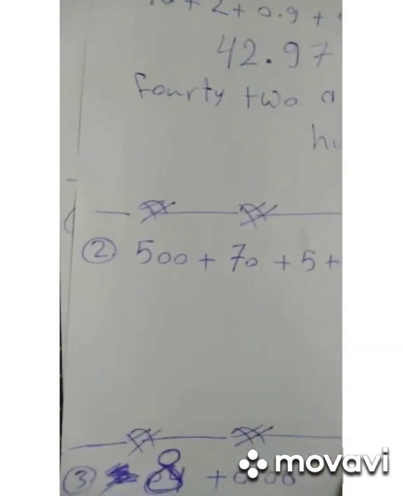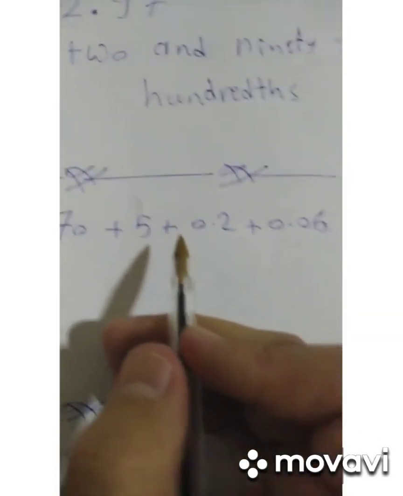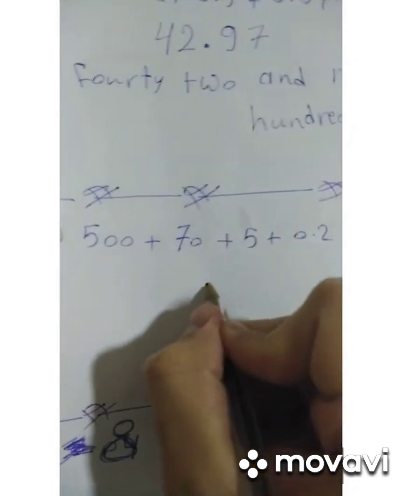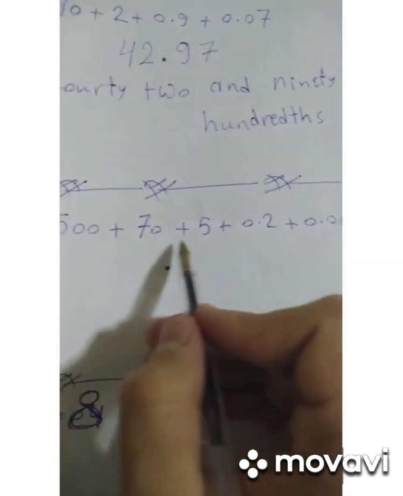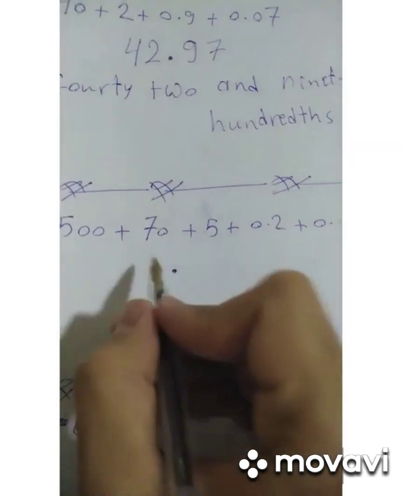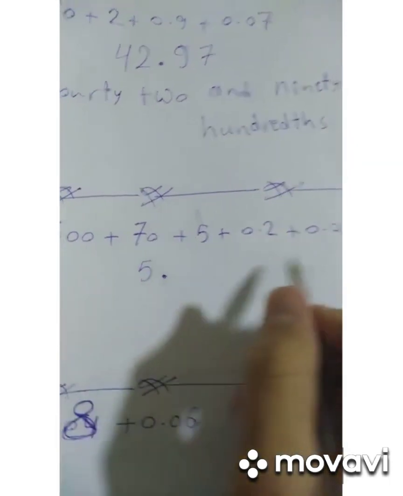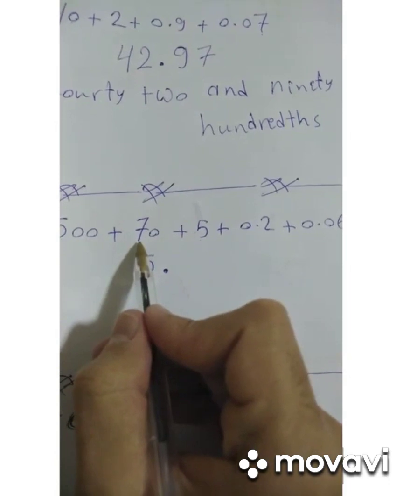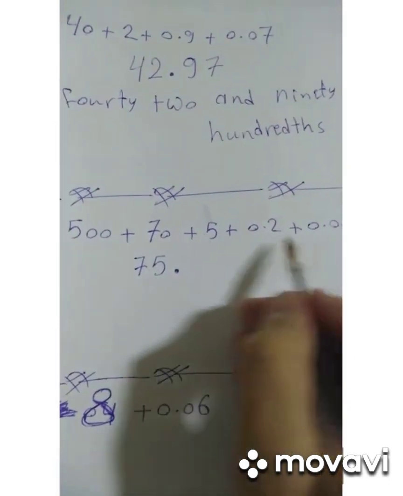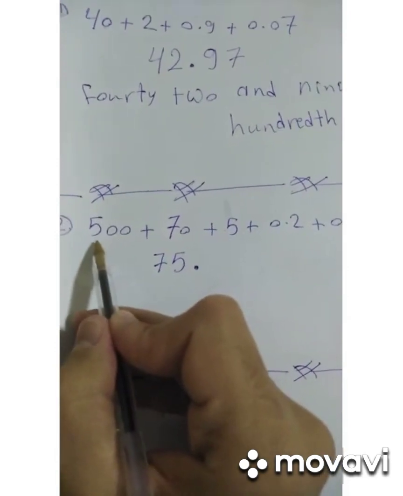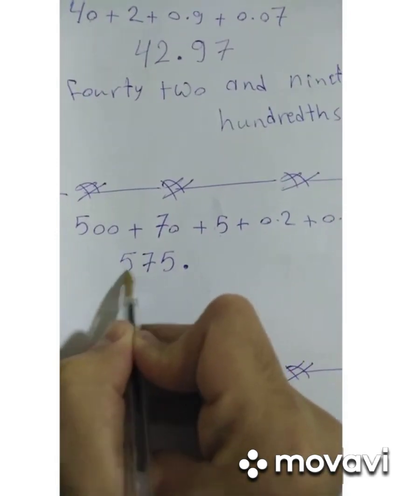Number 2. At first step we said what? Yes, put the decimal point to write the standard form. Now, where is ones? Yes, we have 5 in ones, so put 5. Where is tens? 70. 70 means what? 7 in tens. And do we have hundreds? Yes, we have 500, so we have 5 in 100.